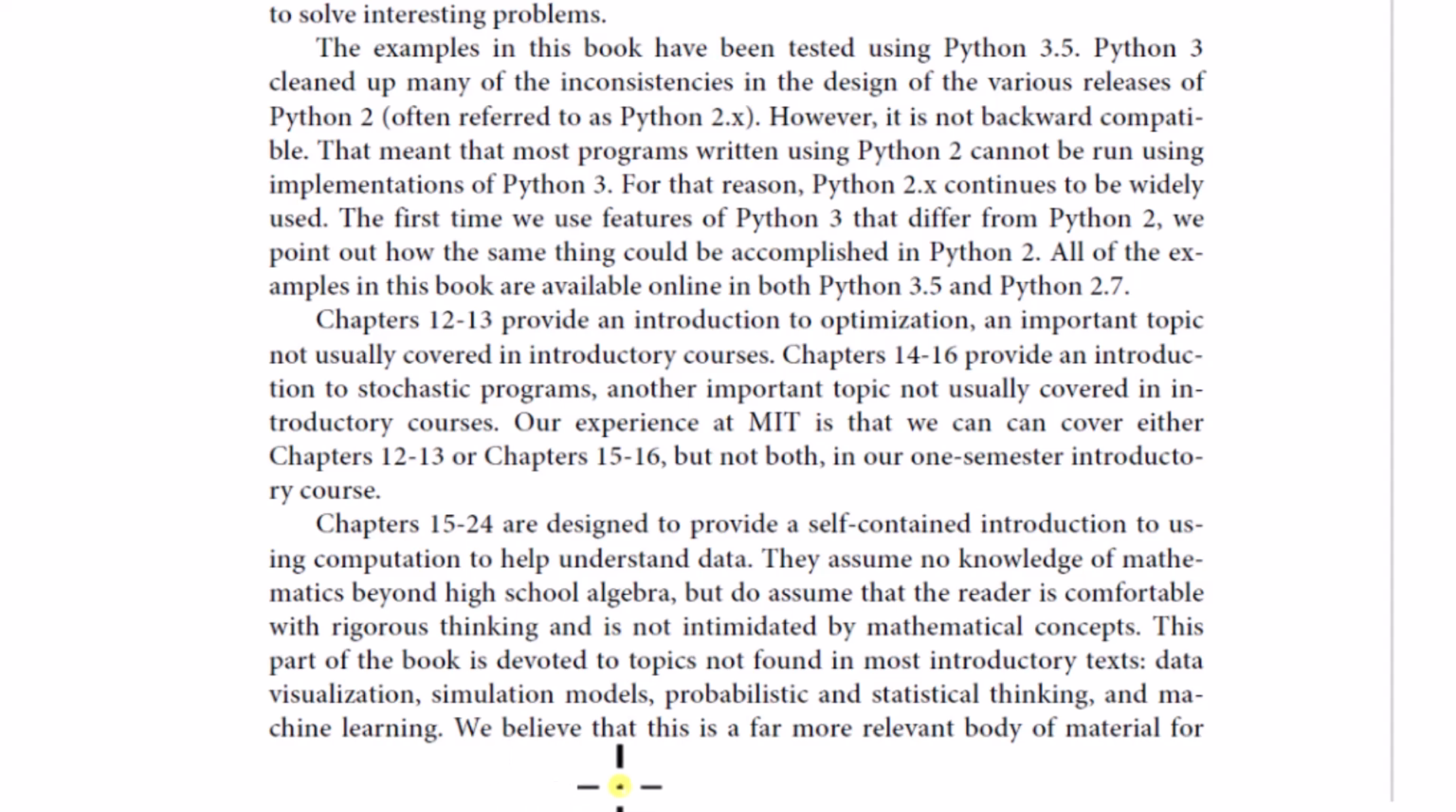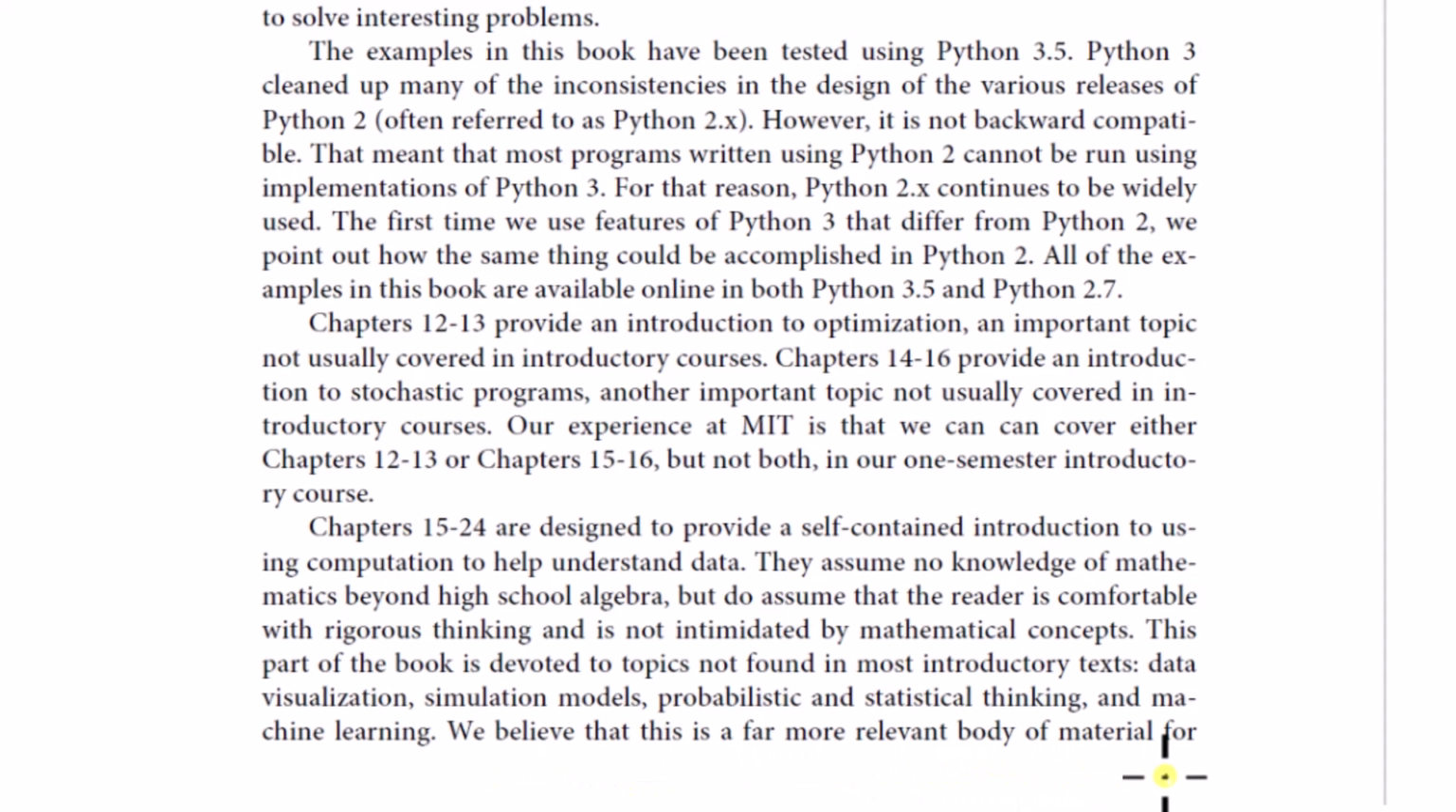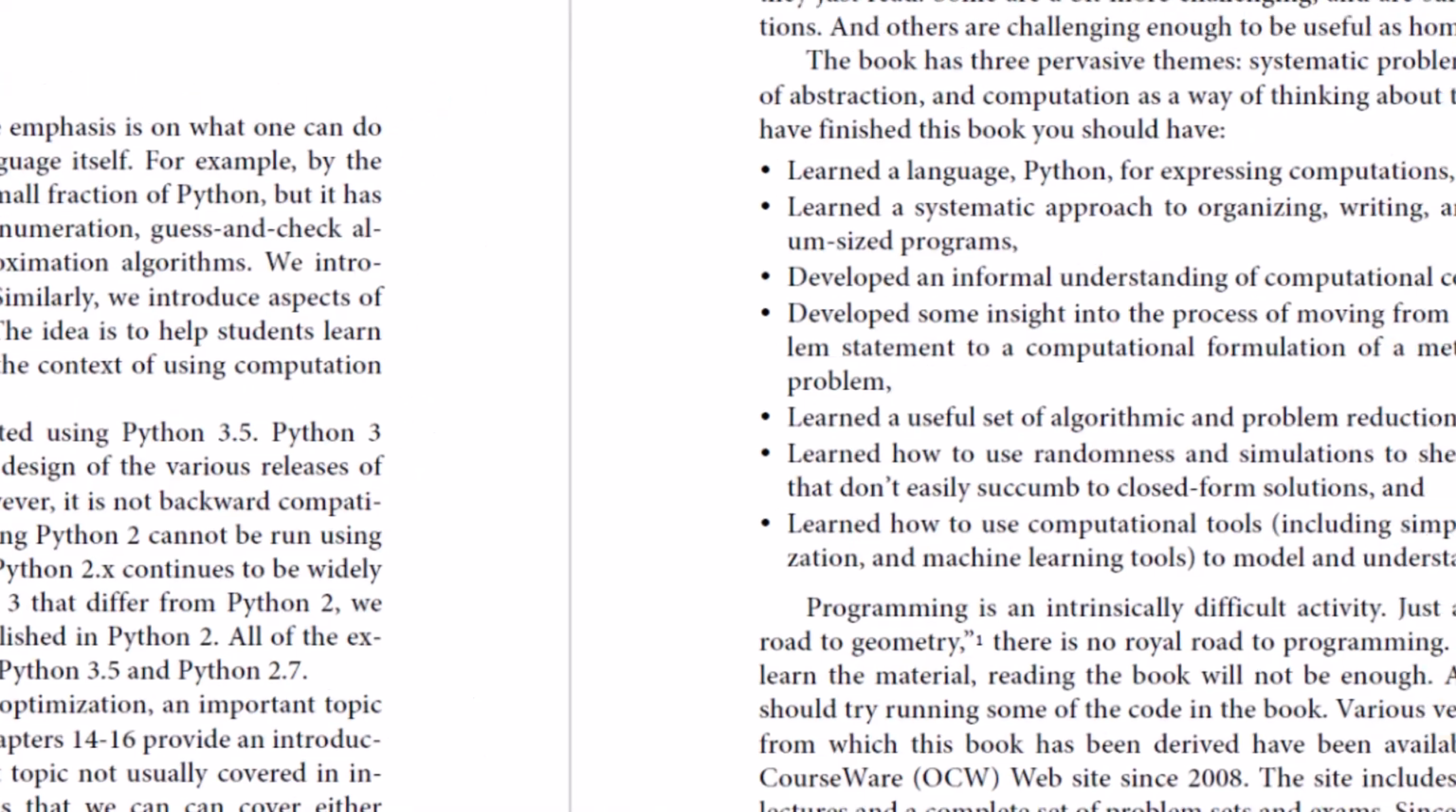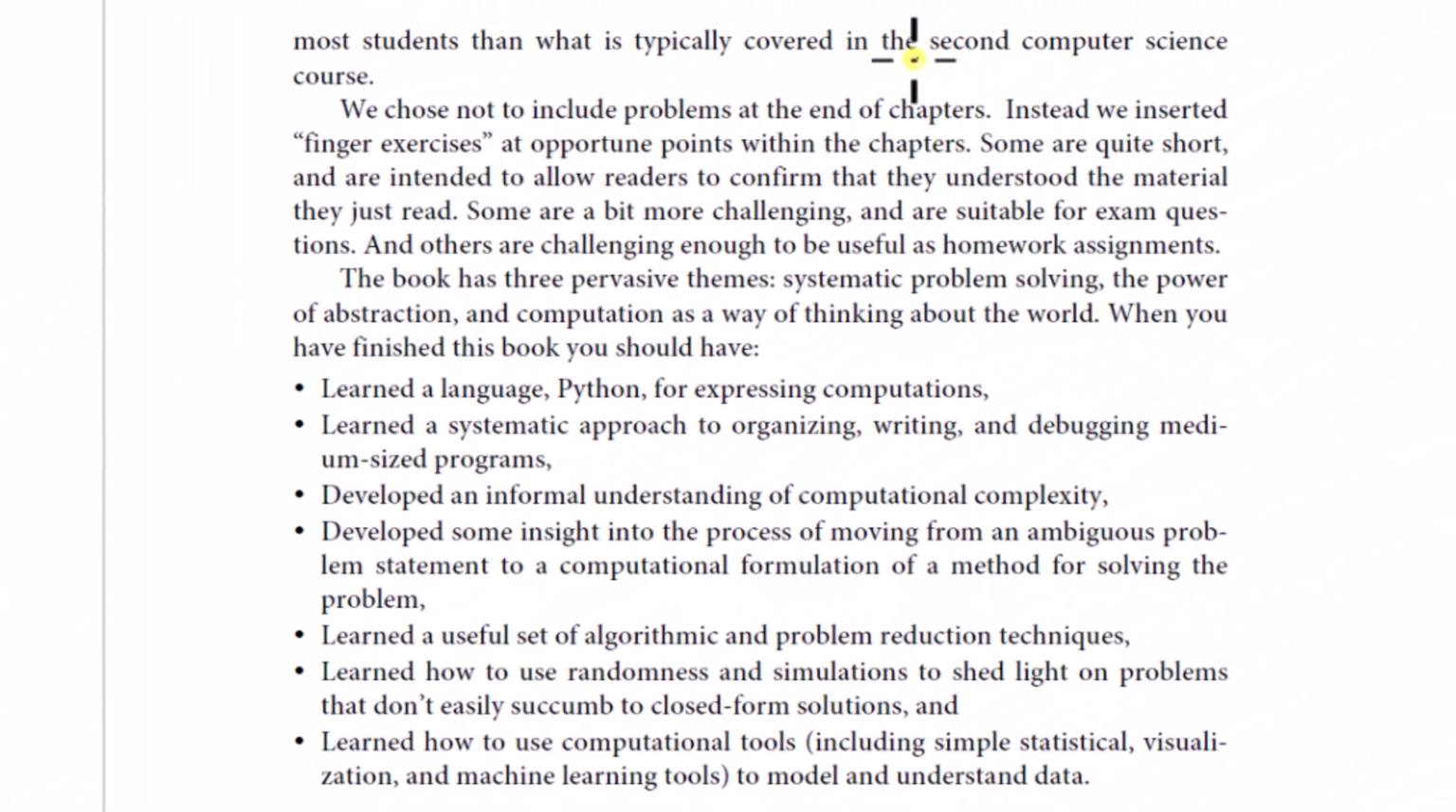We believe that this is a far more relevant body of material for most students than what is typically covered in the second computer science course. Yes, in particular as non-computer science majors, for part 2, we don't want to just have the second course in line as a computer science major. No, we'd rather have this broad overview of computer science, computation and programming, so we can then, after this, go straight into courses dedicated to learning programming languages.